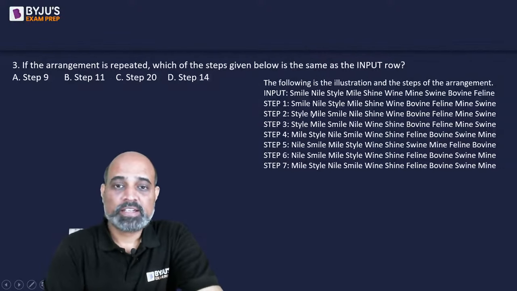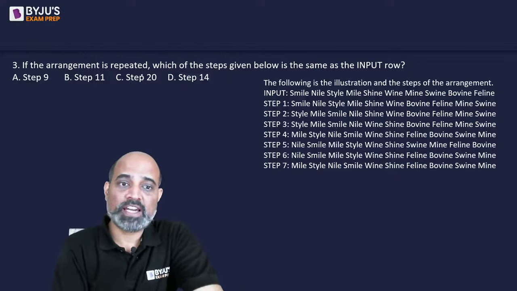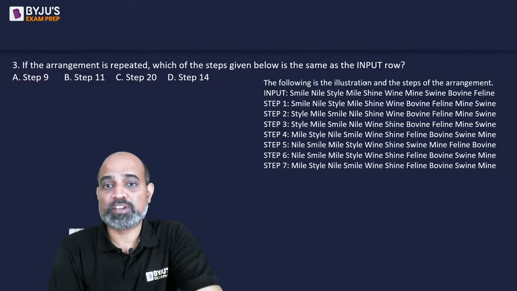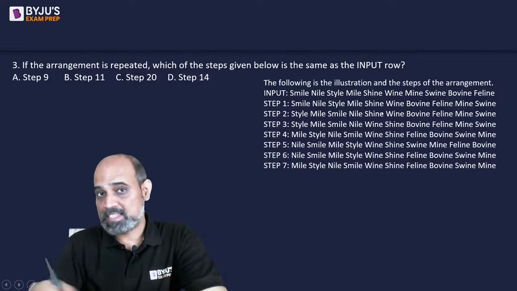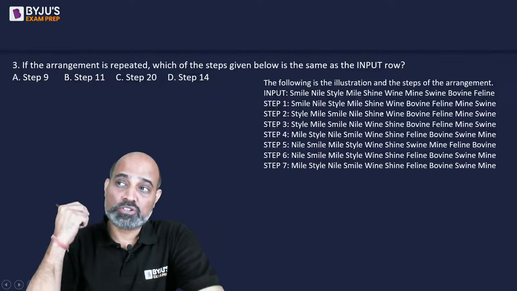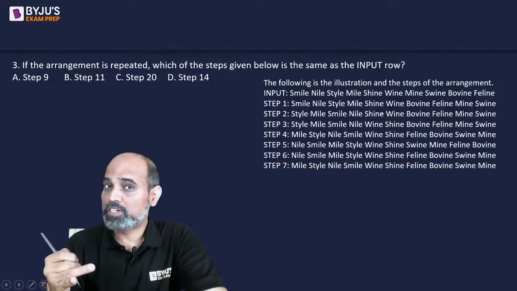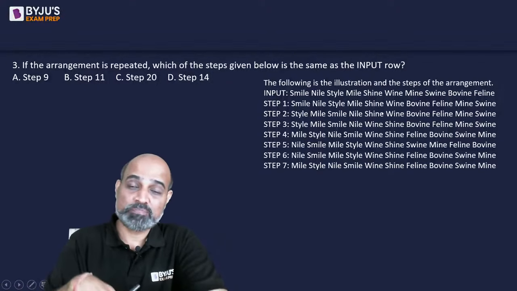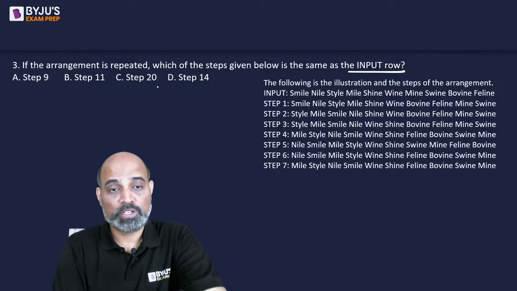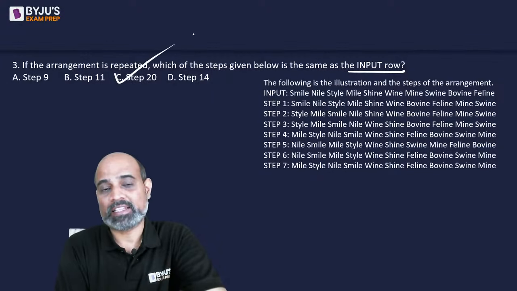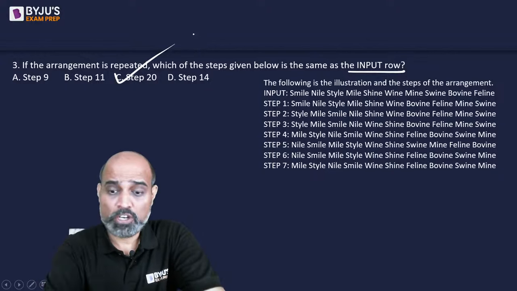Right? Next one is, if the arrangement is repeated, which of these steps given below is same as the input row? So we have seen it has a cyclicity of 10, right? So the 10th step will be same as the input, 20th step will be same as the input, 30th step will be same as the input. So we need to know the input. So 10 to nahi dikh raha hai, 20 dikh raha hai. So C option will give us the answer.